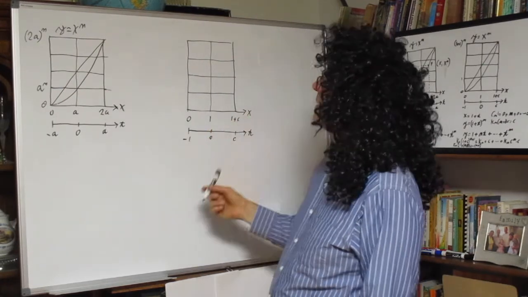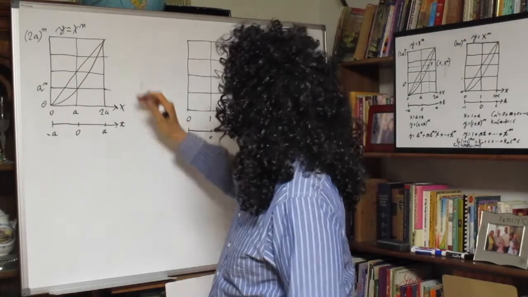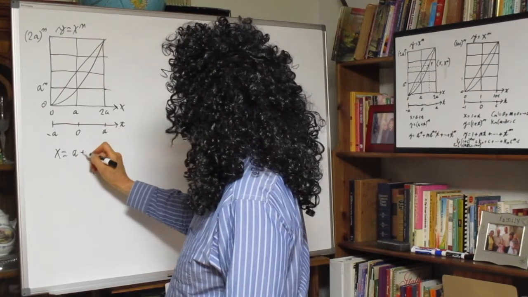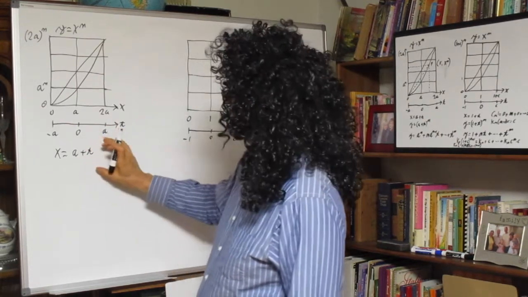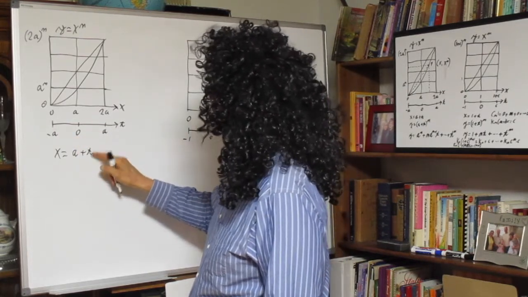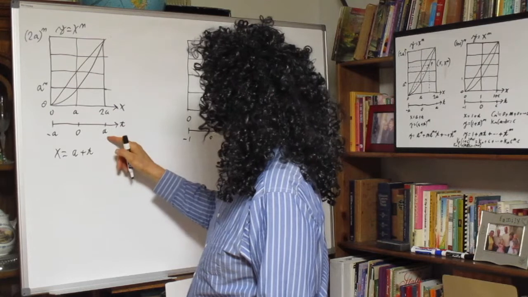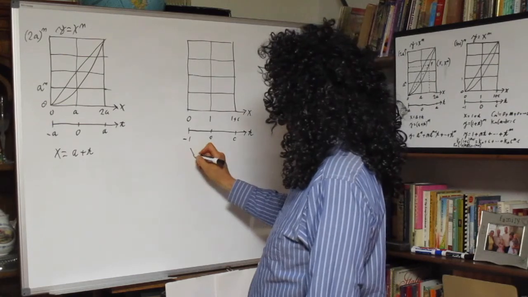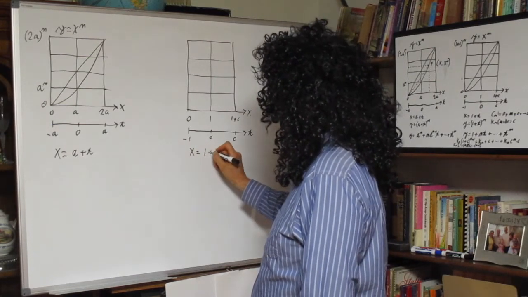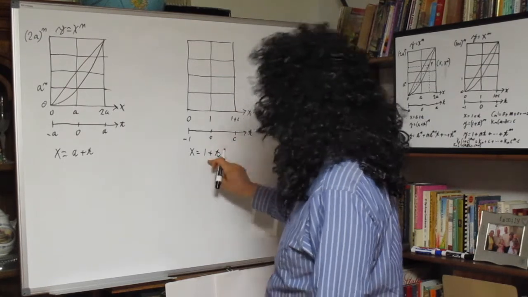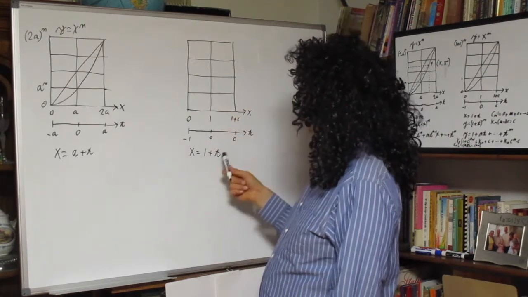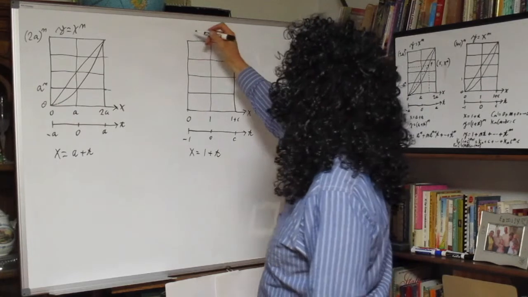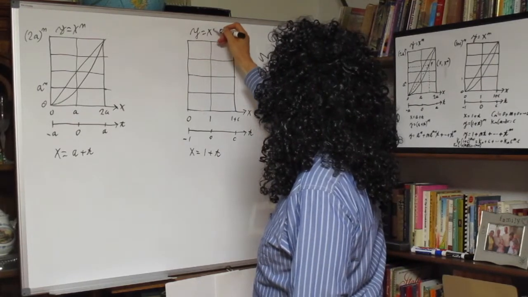See the difference? Here our basic translation is x equals a plus t. That's my setup. So when t equals 0, x equals a. When t equals a, x equals 2a, etc. In Weilberger's setup, you say translation is x equals 1 plus t. When t equals 0, x equals 1. When t equals c, x equals 1 plus c, and so forth. And so y equals x to the n.